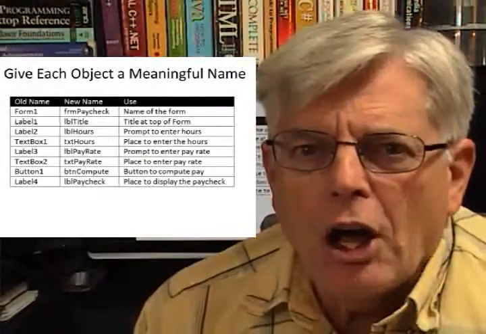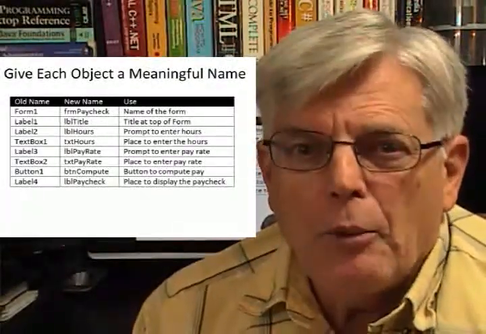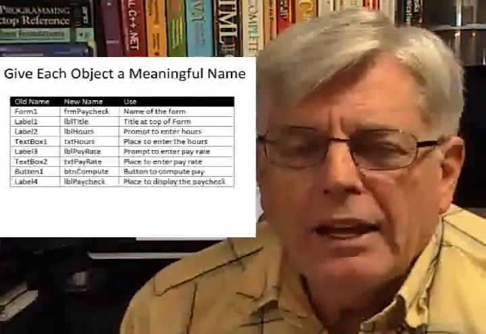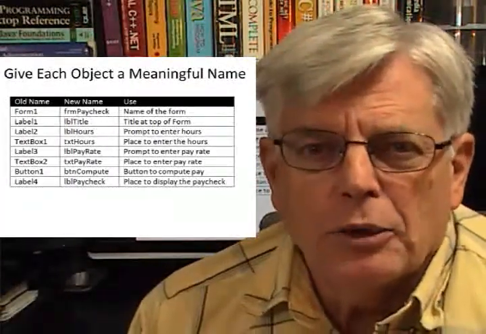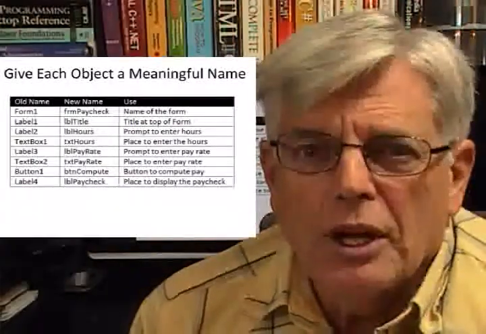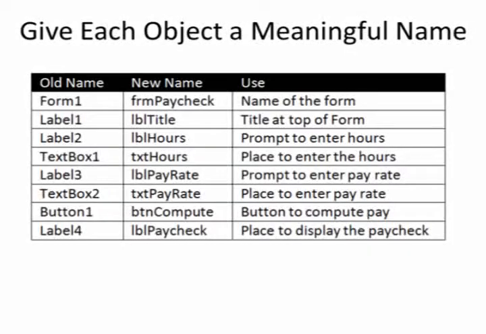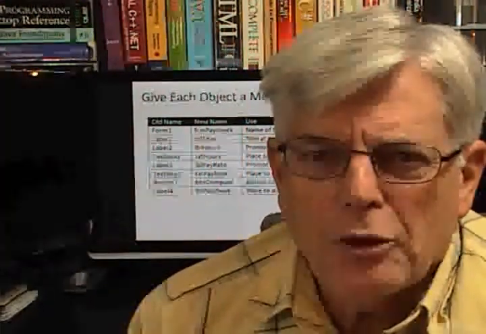For example, on that first label that it's using for title, I want to call it Title, but I would like to put LBL, title, with no spaces. That way I know it's a label. The second thing is for the hours. I want LBL hours and TXT hours, so I can tell the difference between whether it's the label or the text box that's being used for the number of hours. The same thing for pay rate. For the button, BTN, compute, and for the last label, LBL, paycheck. I'll be using these names later in the program so that I can refer to them by their name.